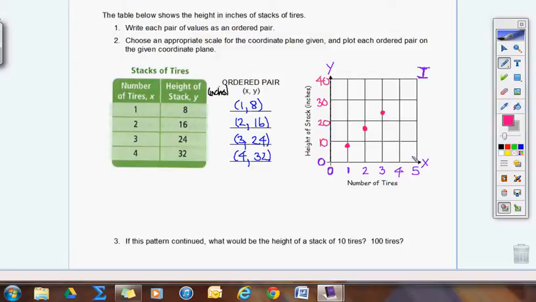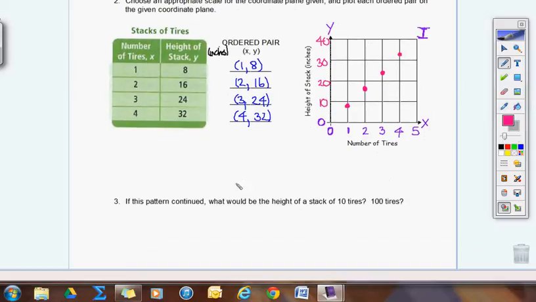And then when I've got 4 tires, we've got 32, so that should be a little bit more than above 30. And we can see the progression of those points as we are steadily increasing the height as we increase the number of tires. Okay. So if this pattern continued, what would you notice the height of the stack of 10 tires would be?